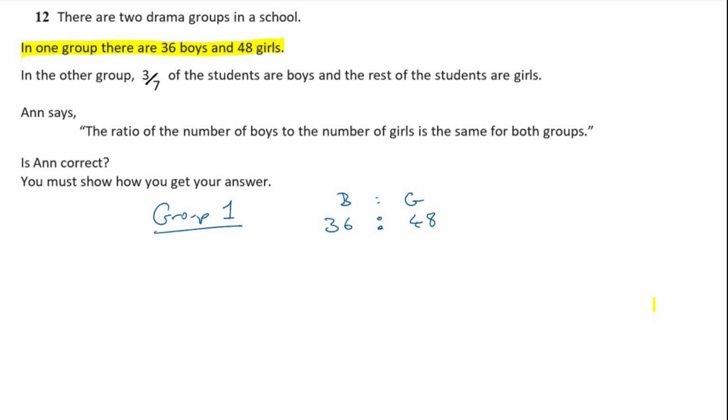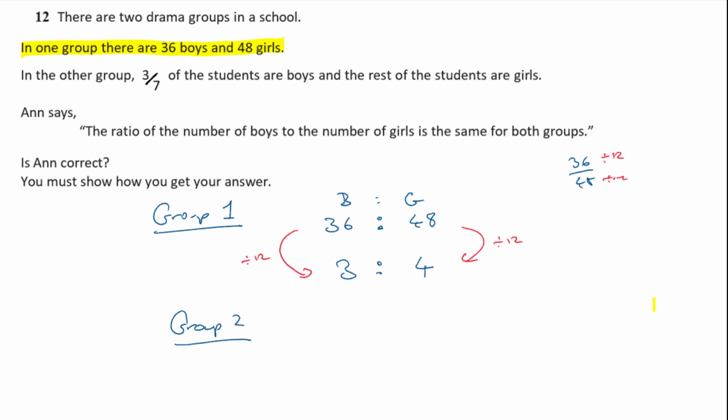So ratios cancel down just the same way as fractions do. If you had 36 over 48 as a fraction, you could divide top and bottom by 12, couldn't you, to come up with a more simple fraction. We're going to do the same thing here with a ratio. We're going to divide both sides by 12, and we're going to simplify that ratio down. Okay, so 12s into 36 go 3 times, and 12s into 48 go 4 times. So that is a ratio of 3 to 4. Good stuff. Okay, let's move on to group 2.